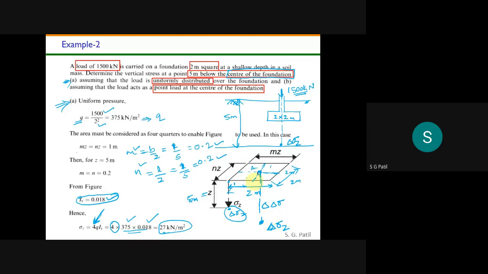What if they ask you to find the stress increase at this corner point? Then there is no need to divide the entire square area, because my loaded area is already representative of the formula, whatever theory we deduced earlier. So no need to divide it. Simply apply the formula straight away and you will get the answer.